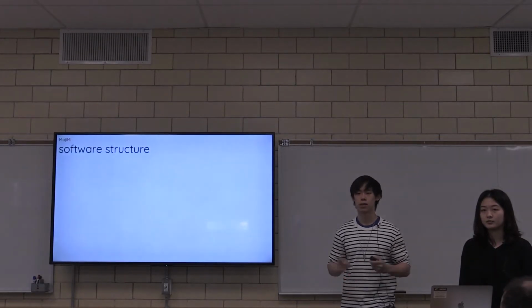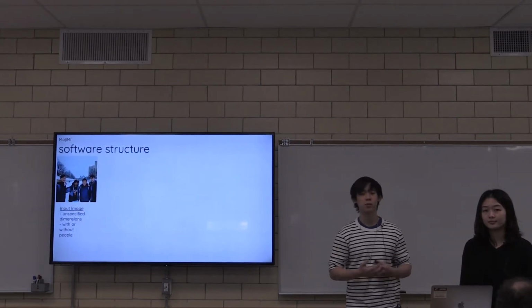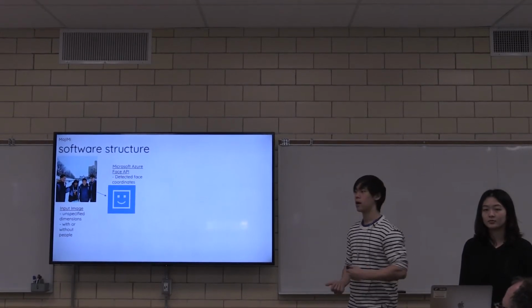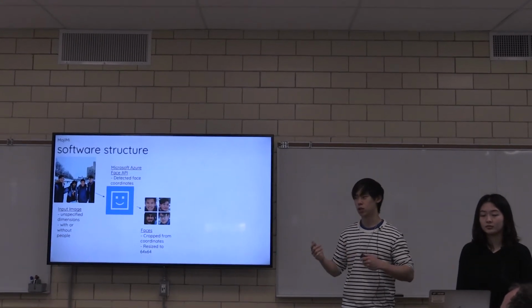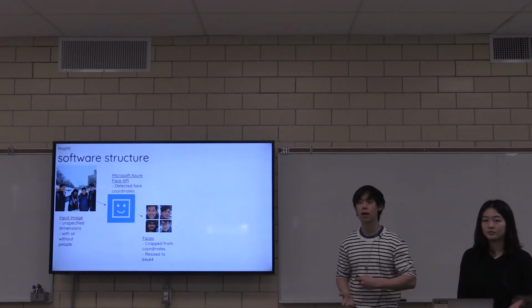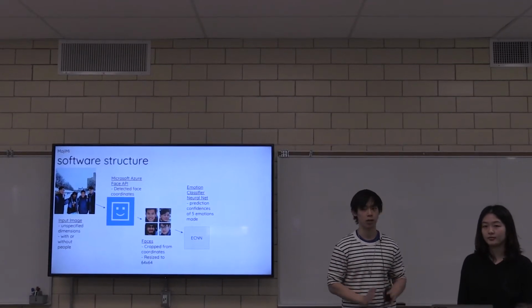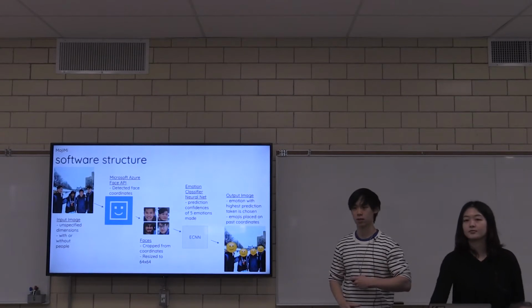So how we do this is we first receive an input image, just like an image from Instagram, if you will, unspecified, with or without people. We want to perform face detection with Azure Face API, which does the bounding box for us. We get the cropped picture, resize it to 64 by 64. Then we put that into our eCNN, which is the model we'll be talking about today. And as a result, we get our output image with the emojis on such faces.